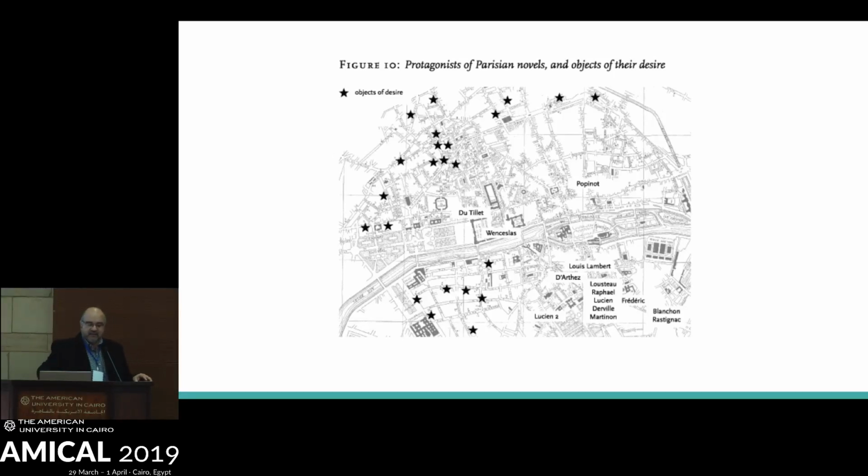So he found out that the protagonists, most of them, live in the left bank, while the objects of their desire, the ladies that they admire or love, all live in the right bank. So what does this tell us? Again, it's raising a question for further analysis. You can discuss that and develop it more.